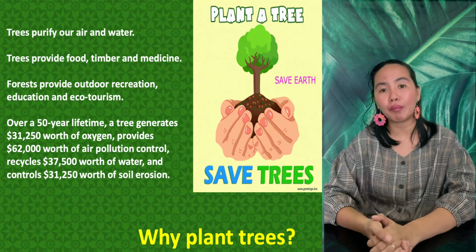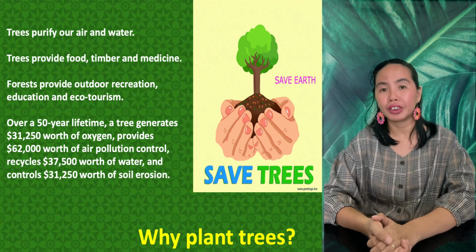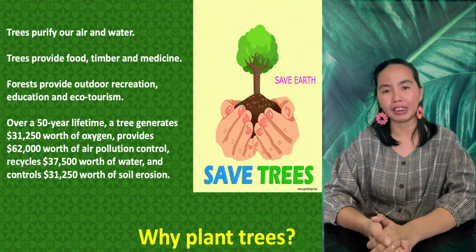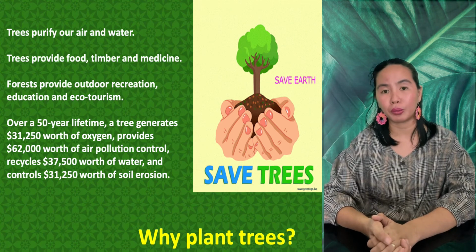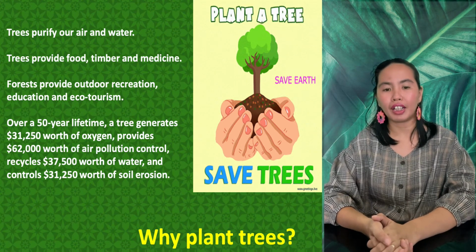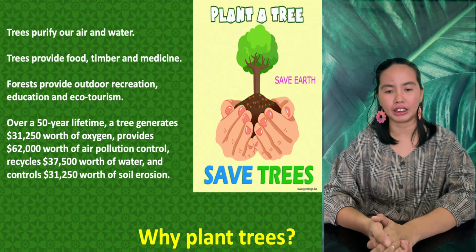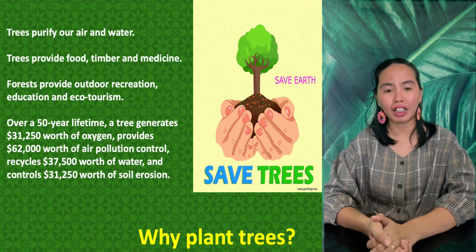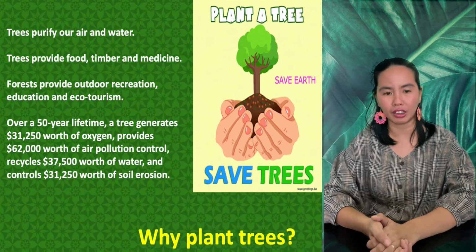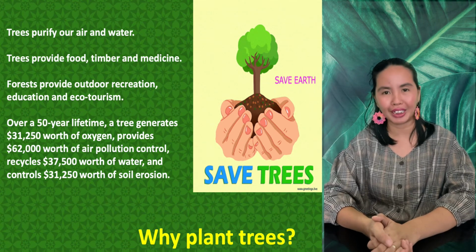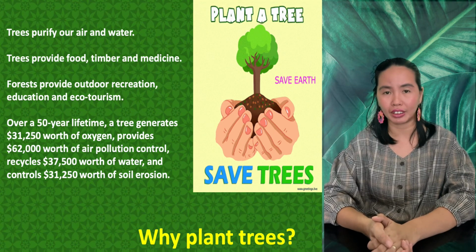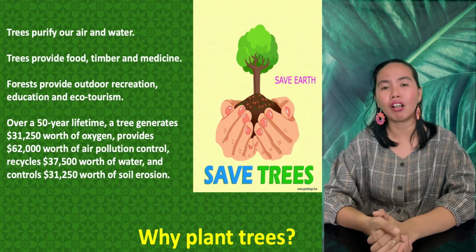Trees purify our air and water. Trees provide food, timber, and medicine. Forests provide outdoor recreation, education, and ecotourism. Over a 50-year lifetime, a tree generates $31,250 worth of oxygen, provides $62,000 worth of air pollution control, recycles $37,500 worth of water, and controls $31,250 worth of soil erosion.